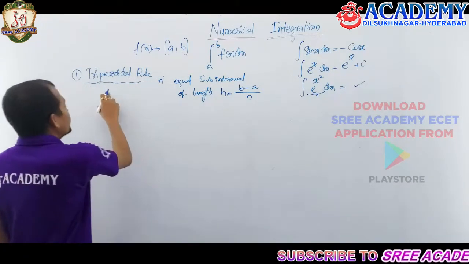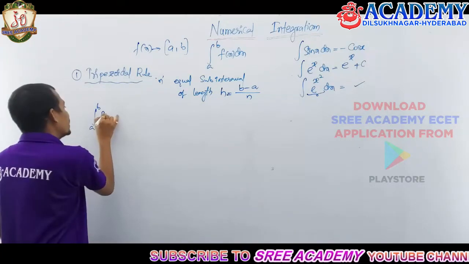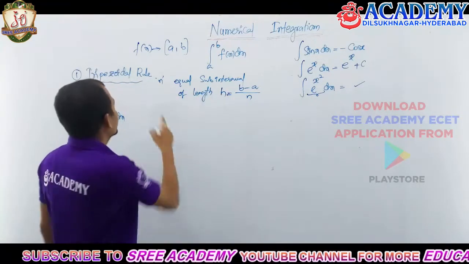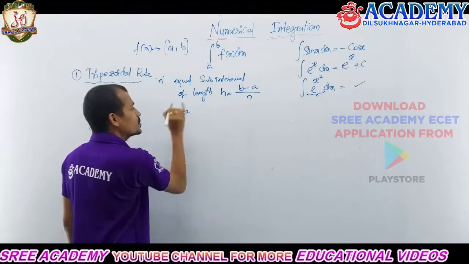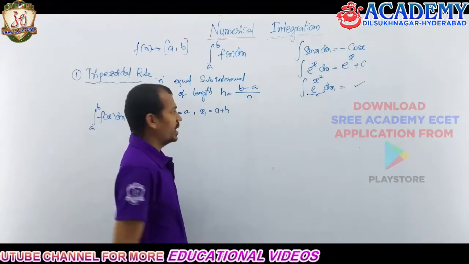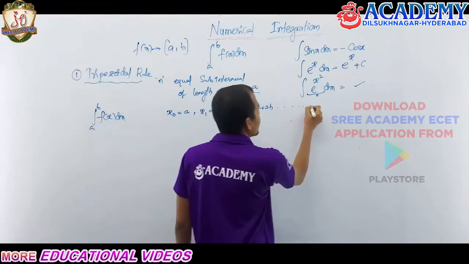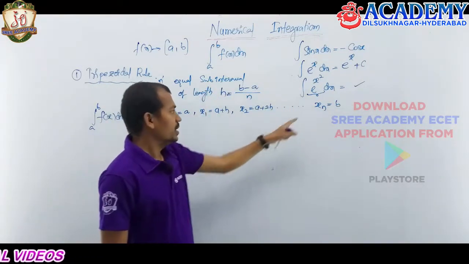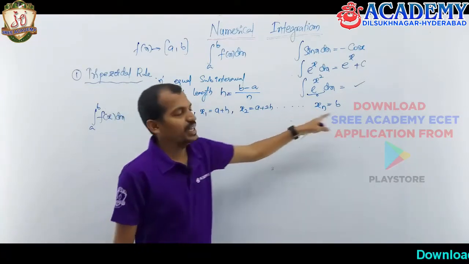We will find the integral a to b by using the trapezoidal rule. Since we substituted n equal intervals, when we take a to b we take x naught equal to a, then x1 equal to a plus h, x2 equal to a plus 2h, and so on up to xn, which is b. Based on n equal intervals, we divide a to b.